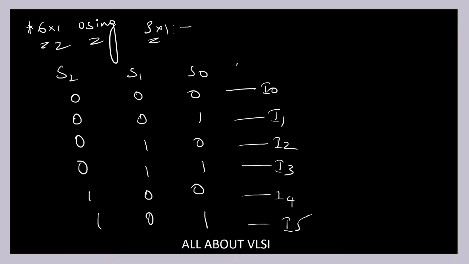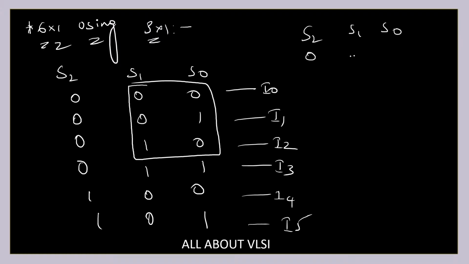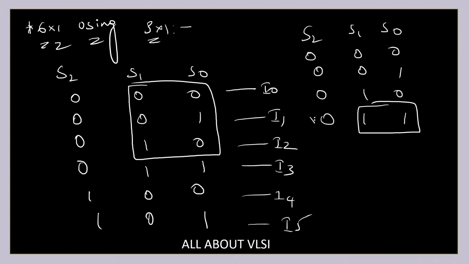Now I need to come up with a 3 cross 1 multiplexer. So these are the three combinations which I have, and I cannot have 1 1 in my S1 and S0, so I'm going to take one more combination. Let me write it down over here. S2 S1 S0: 0 0 0, 0 0 1, 0 1 0, 0 1 1. S1 and S0 cannot be equal to 1 1, because if you make it 1 1, your output is equal to 0. In a 3 cross 1 mux we don't have select lines equal to 1 1.